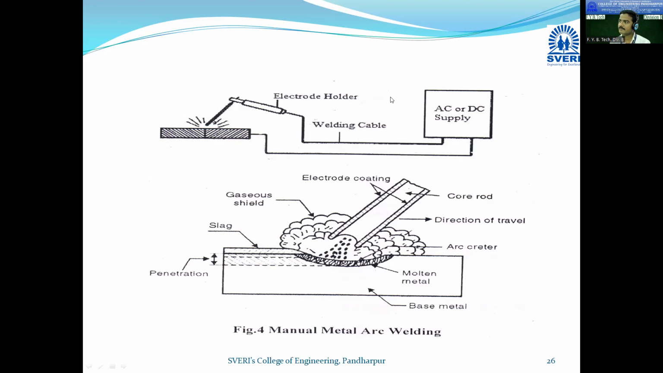Next, in the paragraph, थोडक्यात आपण त्याचं वर्किंग लिहूया. When current is passed, an electric arc is produced between the electrode and workpiece.